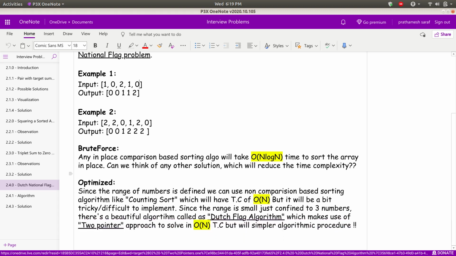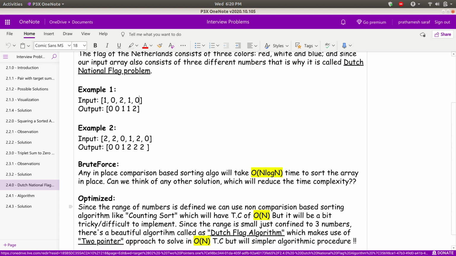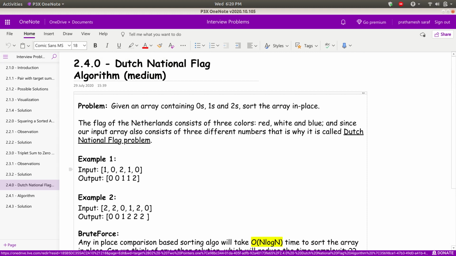So by using two pointers, the Dutch flag algorithm makes use of two pointers and also gives you the complexity of O of n, and at the same time it is much easier to implement. So let's see how we can implement this algorithm. I hope you got the intuition behind using this algorithm.